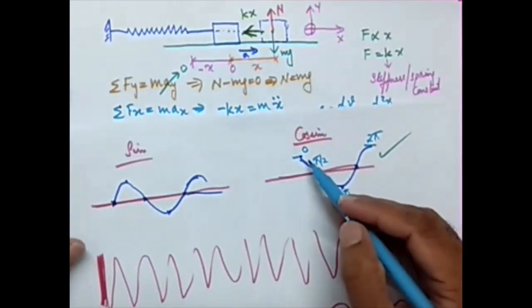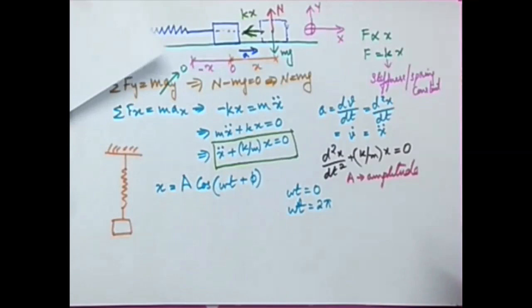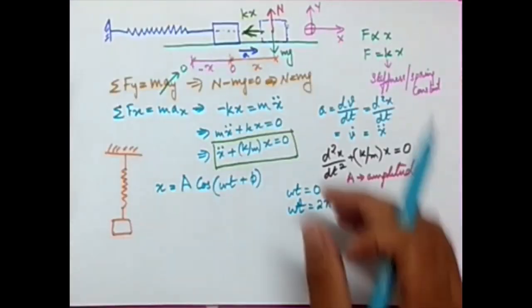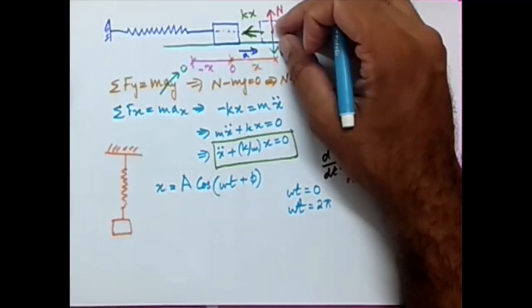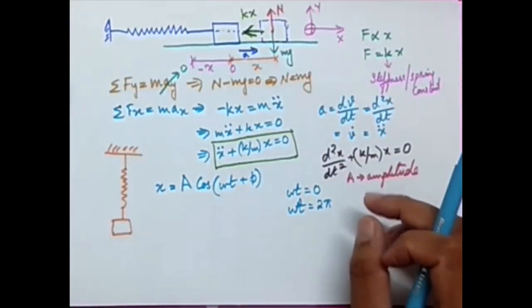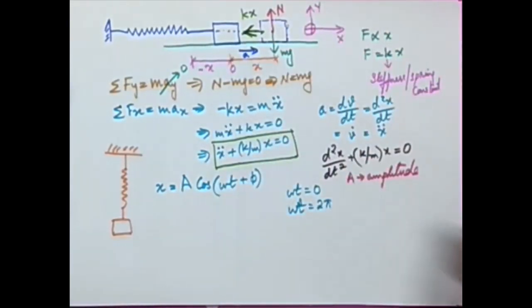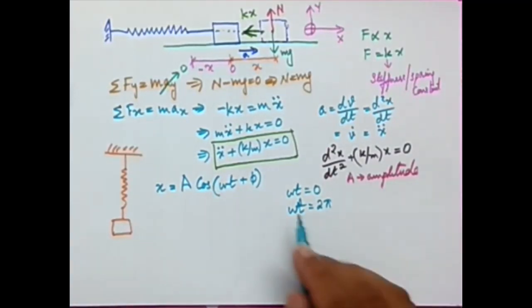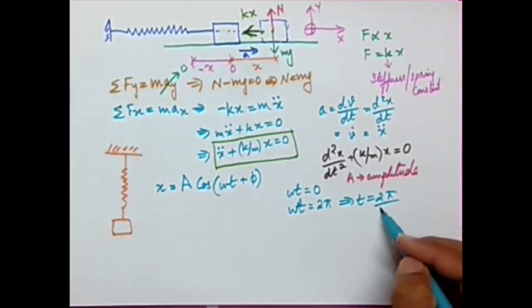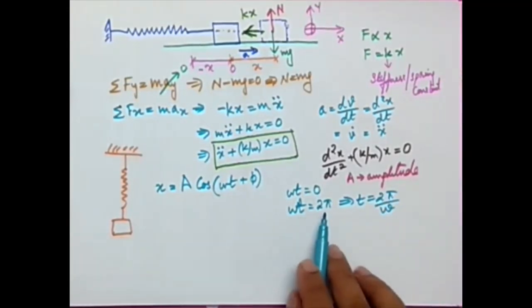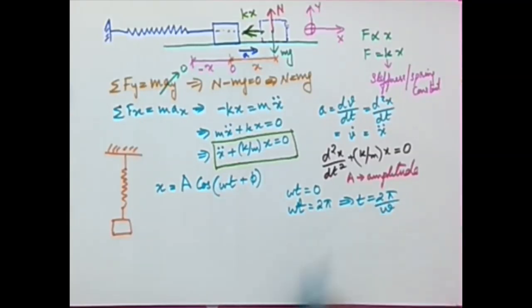What is this time called? When an object started from here, went there and came back, it is considered as one cycle or one oscillation. The time taken for one cycle or one oscillation is called the time period. How much time will be required? We'll require a time equal to 2 pi by omega, right? If omega t is equal to 2 pi, t equals 2 pi by omega, which is our time period. So we got this.